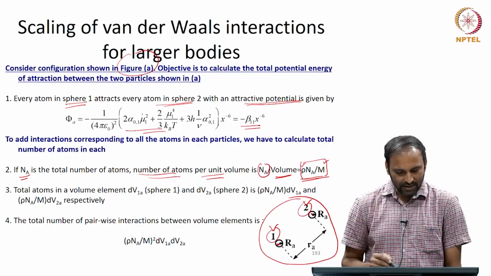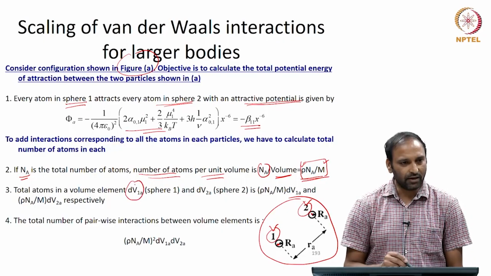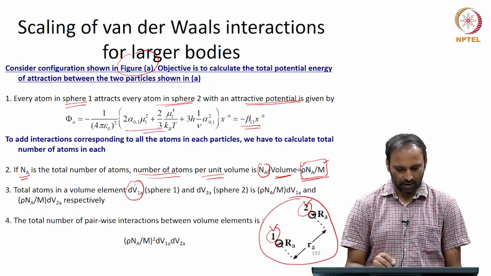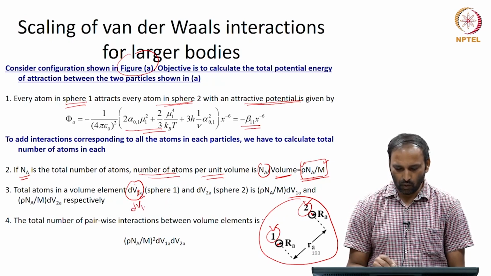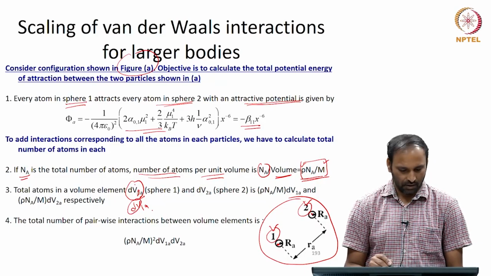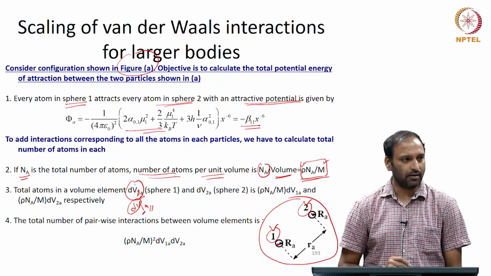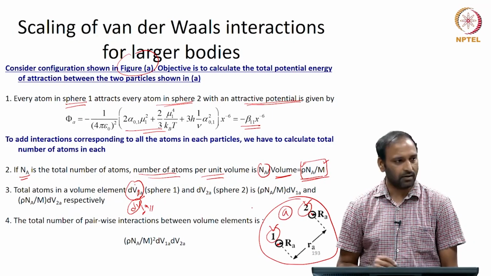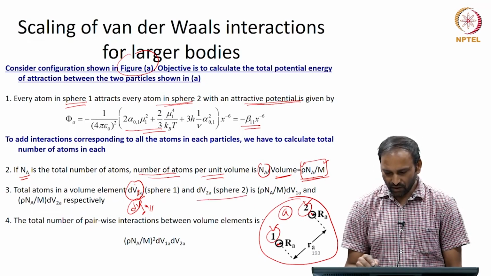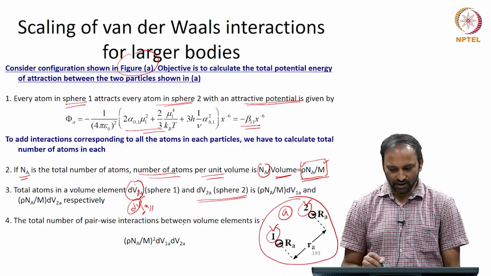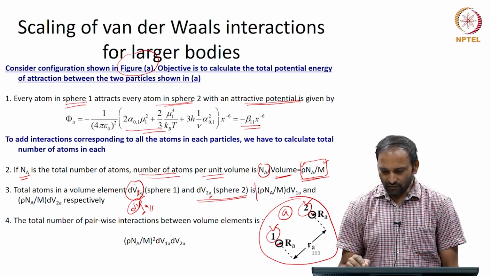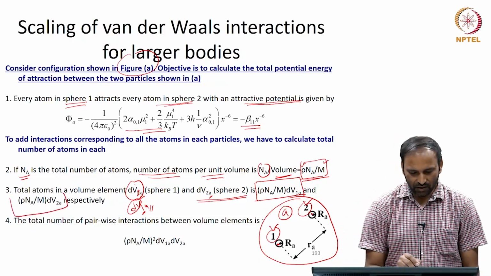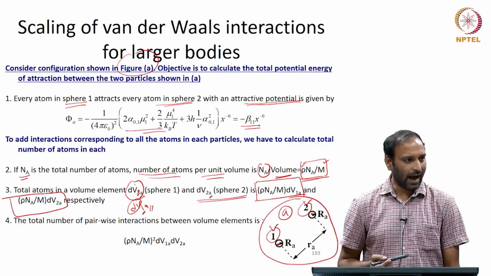Now, if you take some differential volume element, dV is a differential volume element in sphere 1 in configuration A. This dV1A corresponds to a differential volume dV in sphere 1 in case A, that is your case A. Similarly, if dV2A is the differential volume that you have considered in sphere 2, again corresponding to case A, then this term and this term will give you the total number of atoms.